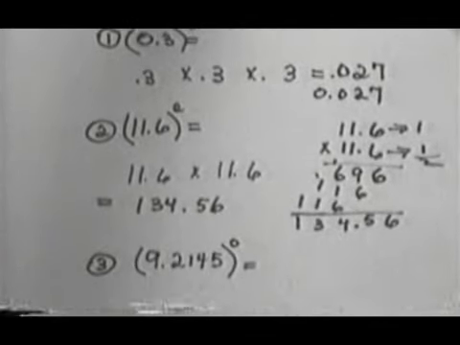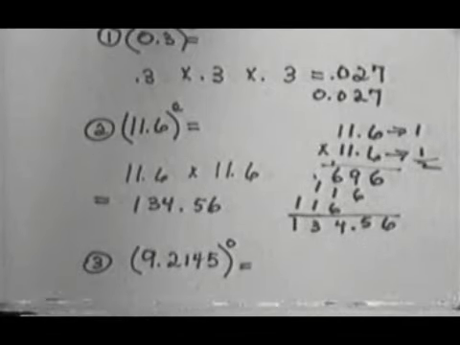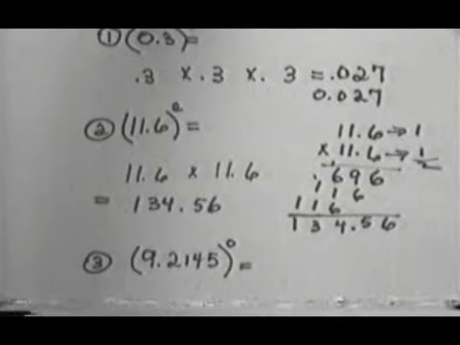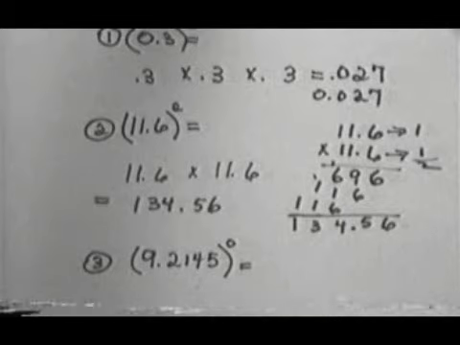Now let's look at one more example. This is 9.2145 raised to the 0 power, or 9 and 2,145 10,000ths raised to the 0 power. Well, we're not going to do very much in this course with raising to the 0 power, but you might run across it a couple of times in homework problems. So I did want us to review it again.